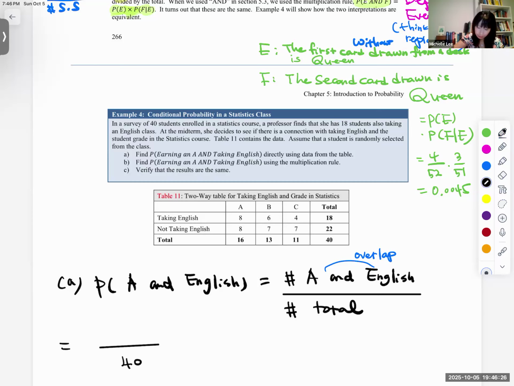So we have A and English, that means A, this part, and taking English class, this part. So the overlap is this number, right? Which is 8. Can you please calculate? We get 0.2. All right.